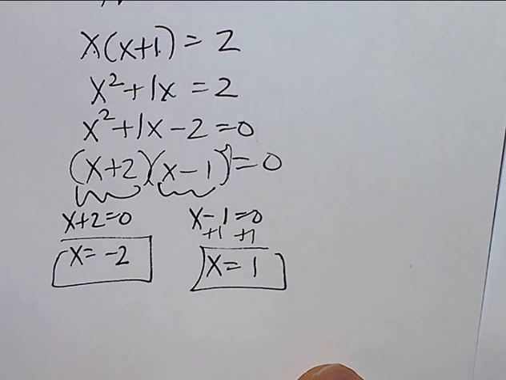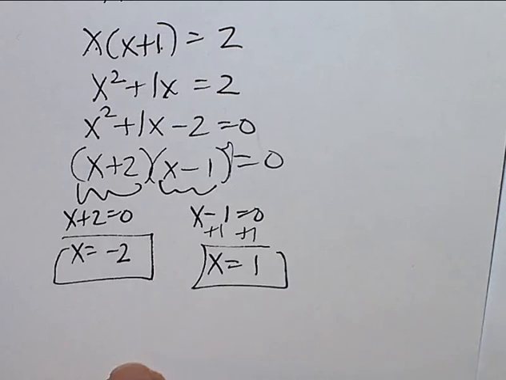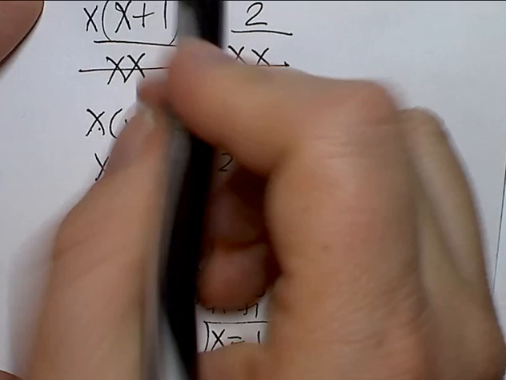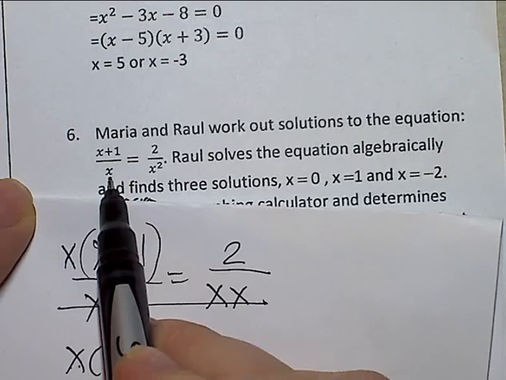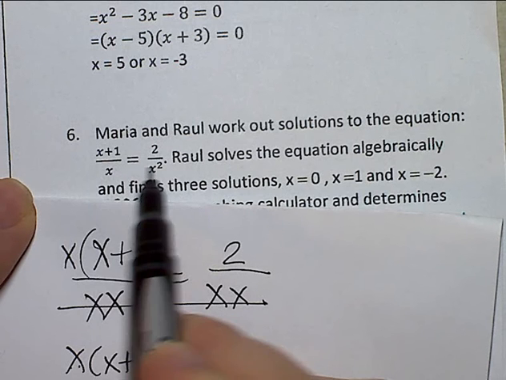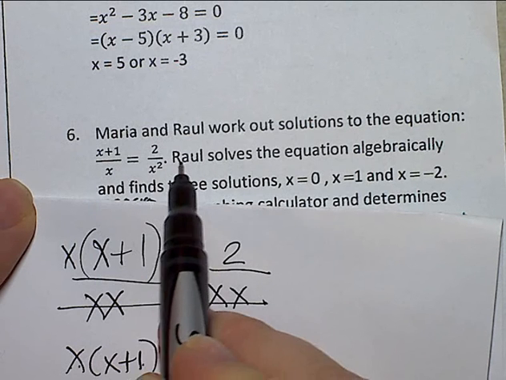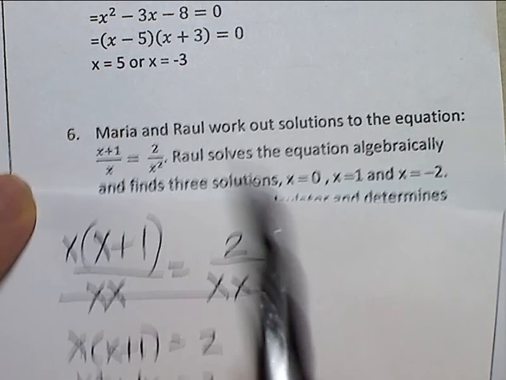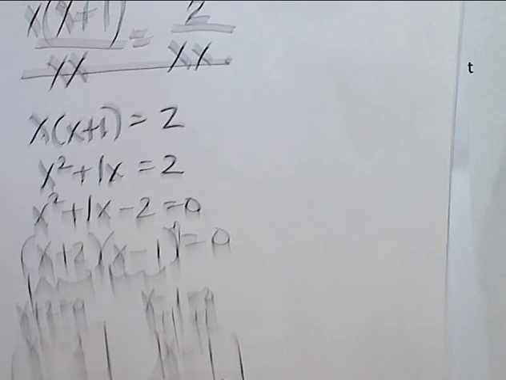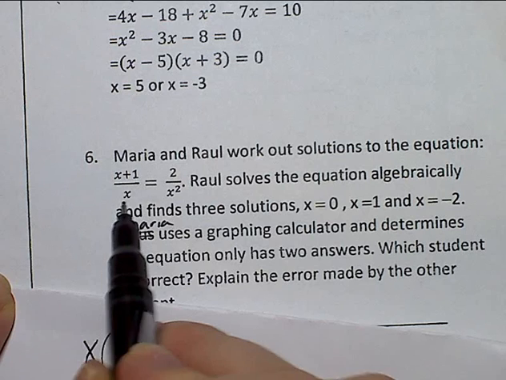Remember, we have to always check. Go back to the original problem. When you plug in a negative 2, will the denominator equal 0? No, it would be negative 2, and negative 2 times negative 2 is 4. So 4 doesn't equal 0. When you plug in 1, will it equal 0? You're good. Okay, this is one way to do it.